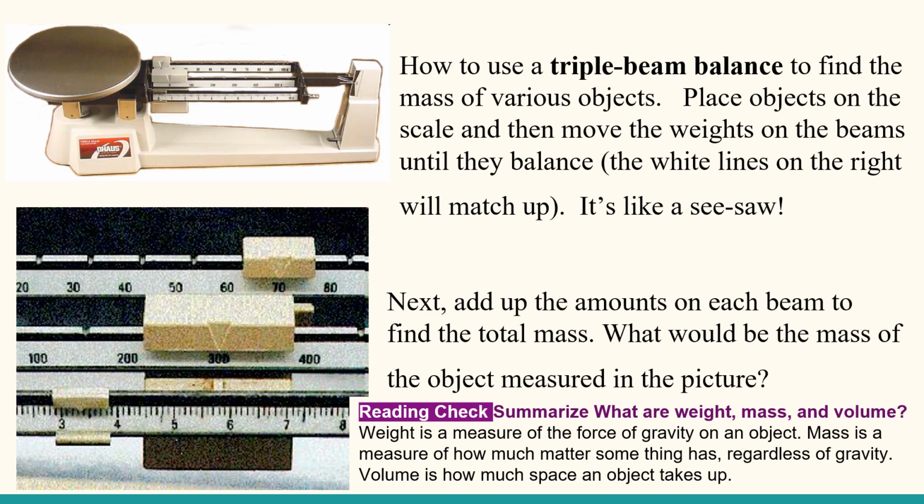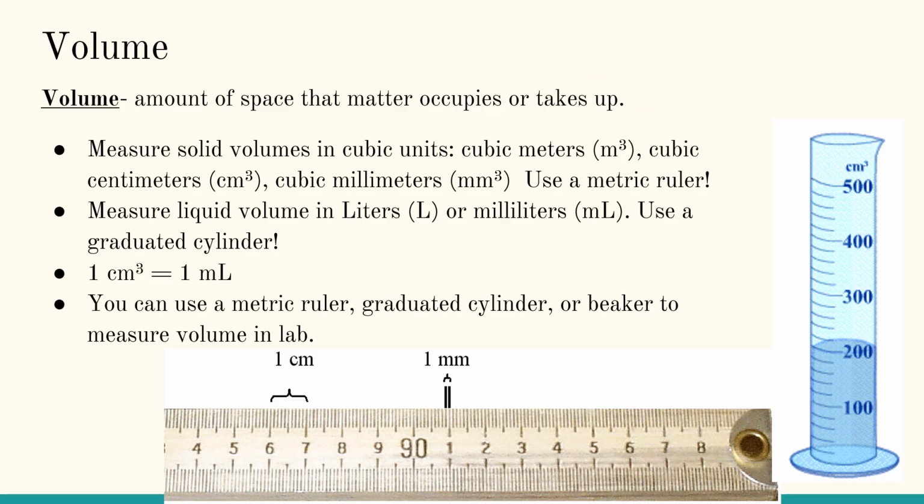Next, we're going to do our reading check. Summarize: what are weight, mass, and volume? Weight is a measure of the force of gravity on an object. Mass is a measure of how much matter something has, regardless of gravity. Volume is how much space an object takes up. Volume is the amount of space that matter occupies.